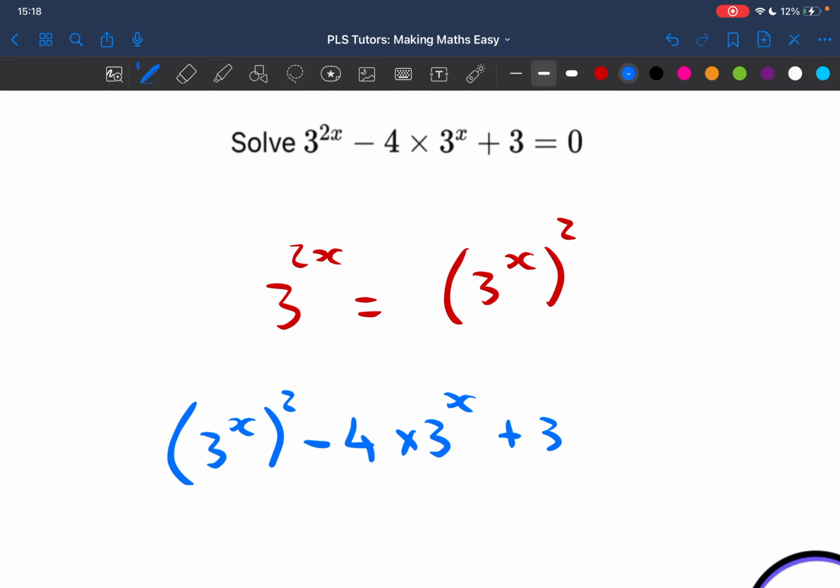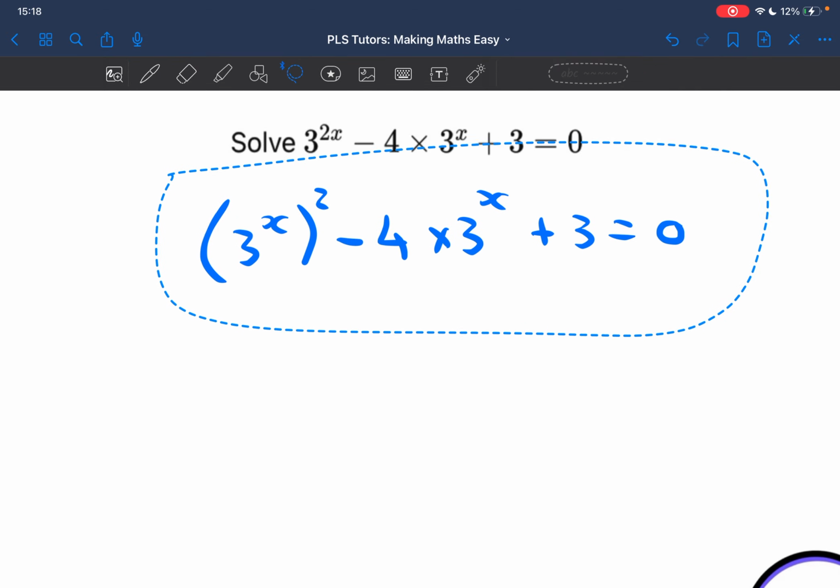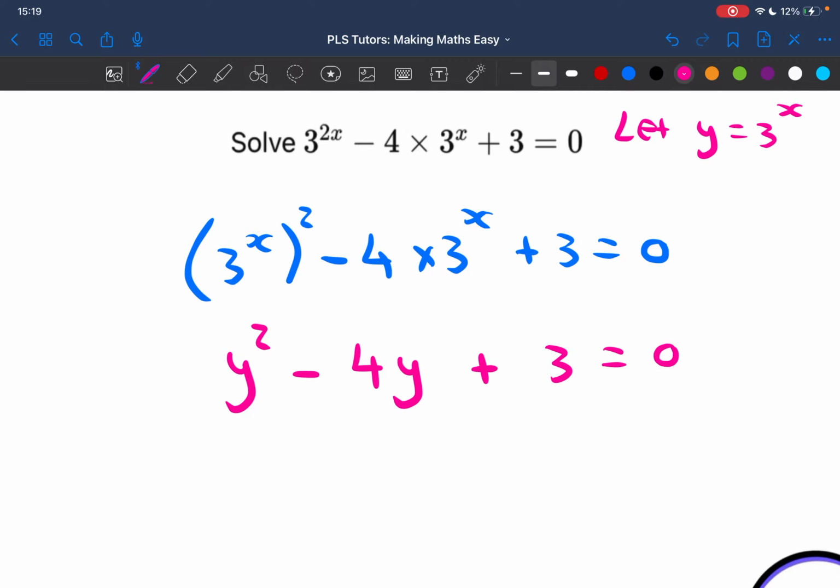By writing it like that, we can see that the equation is in terms of 3 to the x. So we're going to say let y equal 3 to the x. Anywhere 3 to the power of x appears, we can replace it with y. So for example, 3 to the x squared becomes y squared, minus 4 times 3 to the x becomes minus 4y, plus 3 equals 0. And then we can go ahead and solve this equation. You can type it into your calculator or you can just factorize it, but either way, you end up with y is equal to 1 and y is equal to 3.